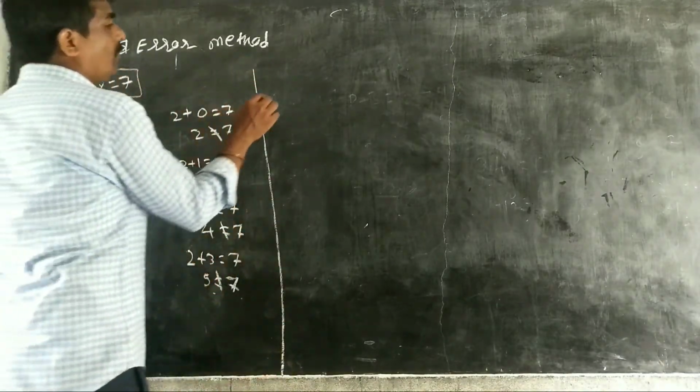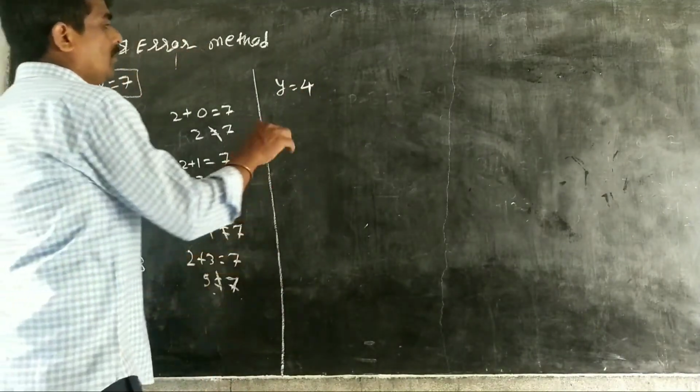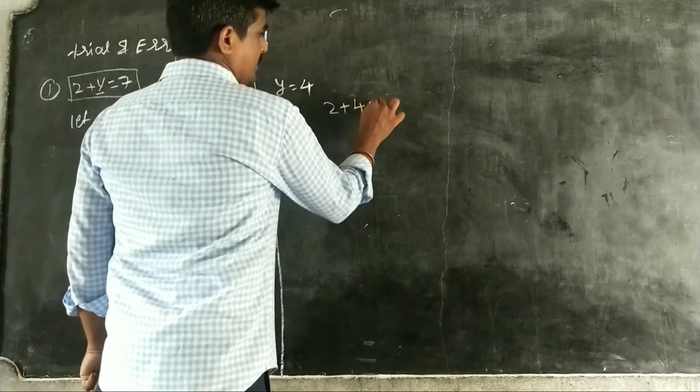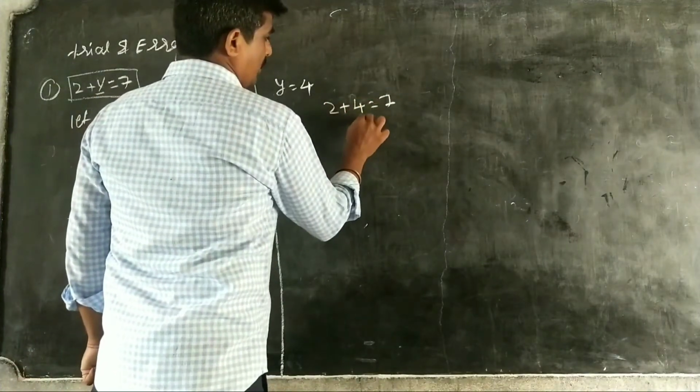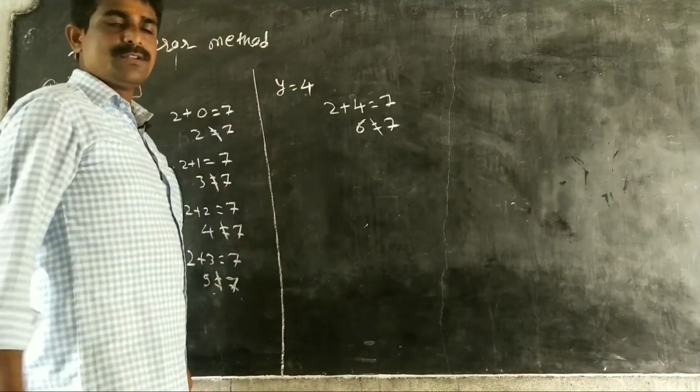So, next, y is equal to 4. Y is equal to 4 means what I have to do? 2 plus 4 is equal to 7. 2 plus 4, 6 is equal to 7. So, this is also not a solution.